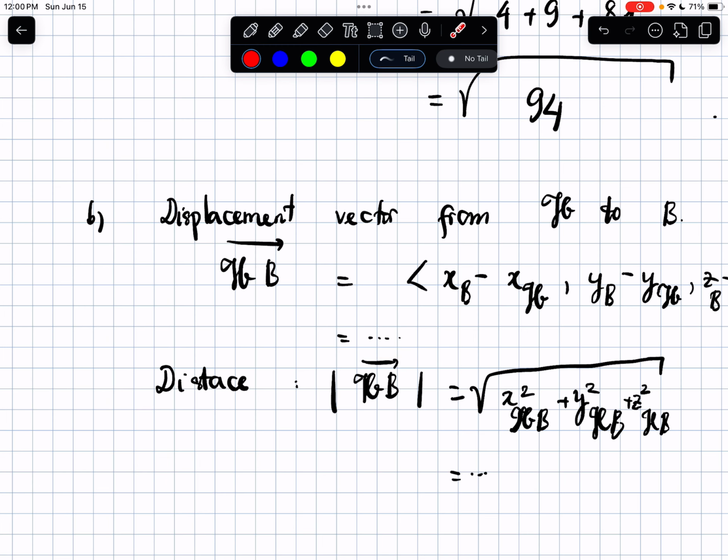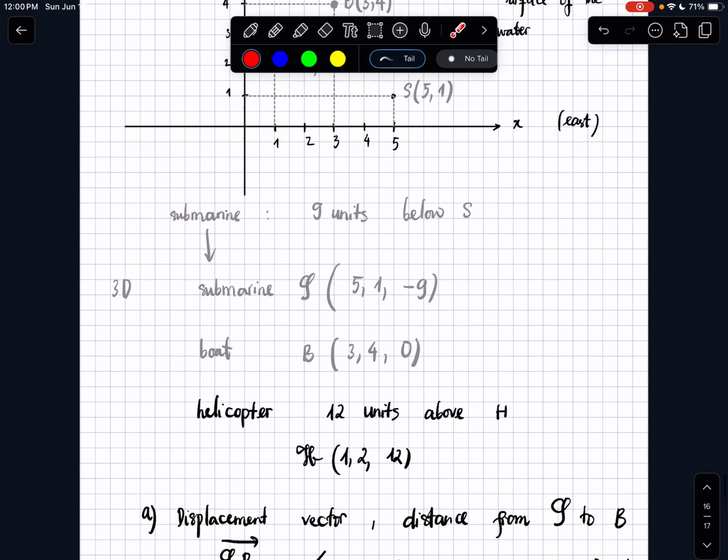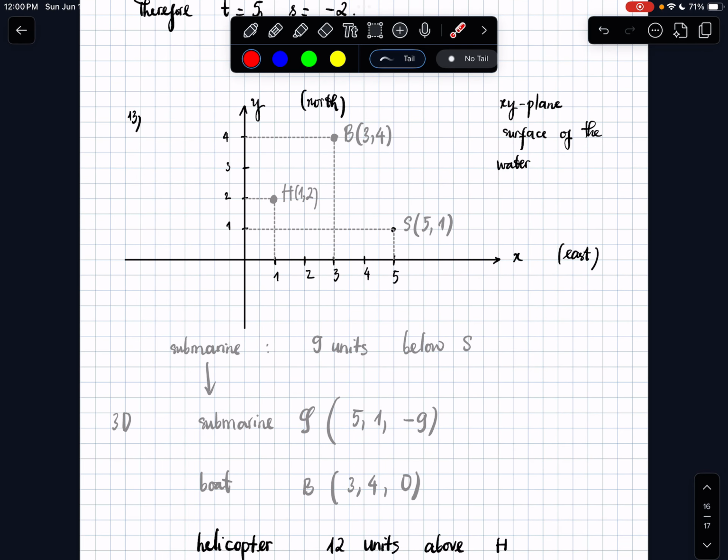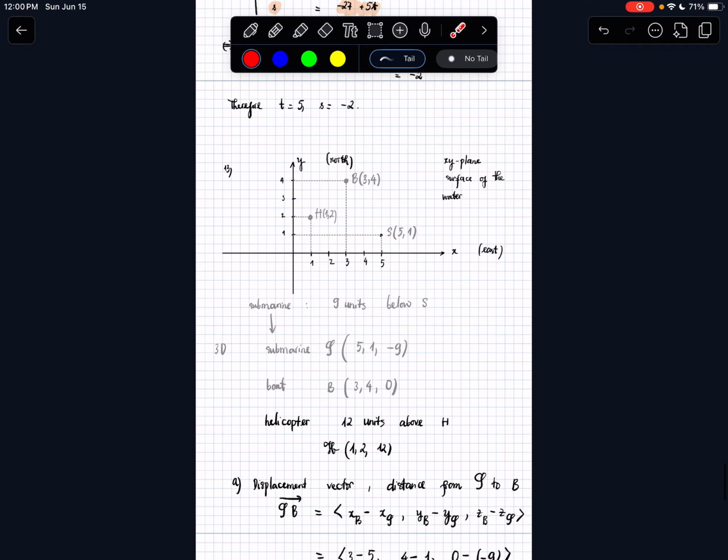And the last one is find the displacement vector from the submarine to the helicopter. You do the same thing from the submarine to the helicopter. So similarly, compute vector SH and compute the length of SH. That's how we do it.